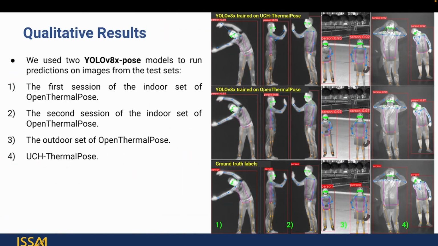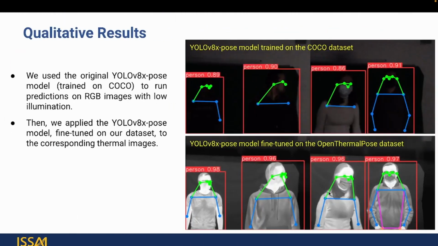Now, regarding qualitative results, we used two YOLOv8-Pose models to run predictions on images from the test sets: the first session of the indoor set of OpenThermalPose, the second session of the indoor set of OpenThermalPose, the outdoor set of OpenThermalPose, and UCH-ThermalPose. We use the original YOLOv8-Pose model trained on COCO to run predictions on RGB images with low illumination. Then we apply the YOLOv8-Pose model fine-tuned on our dataset to corresponding thermal images.